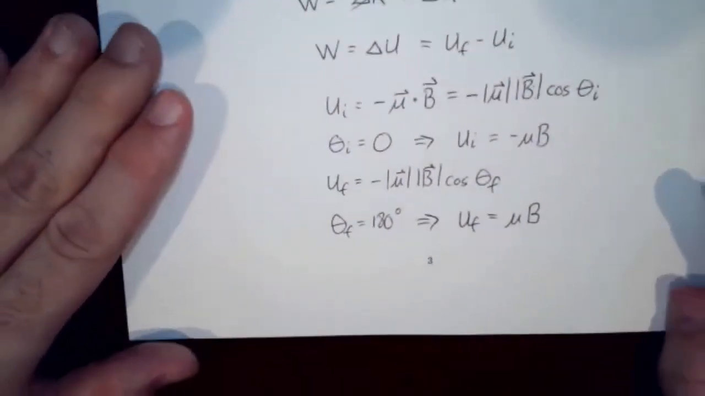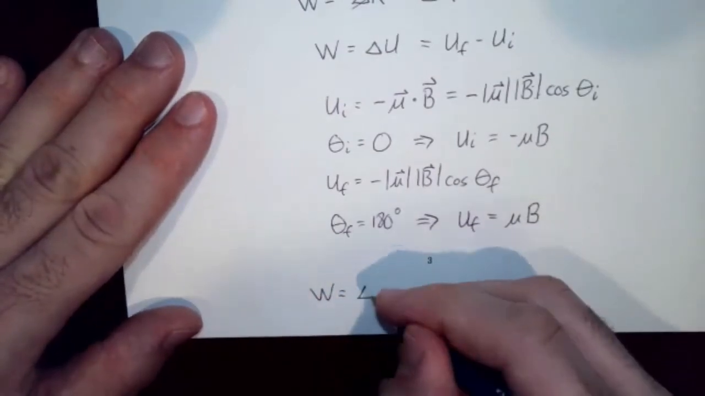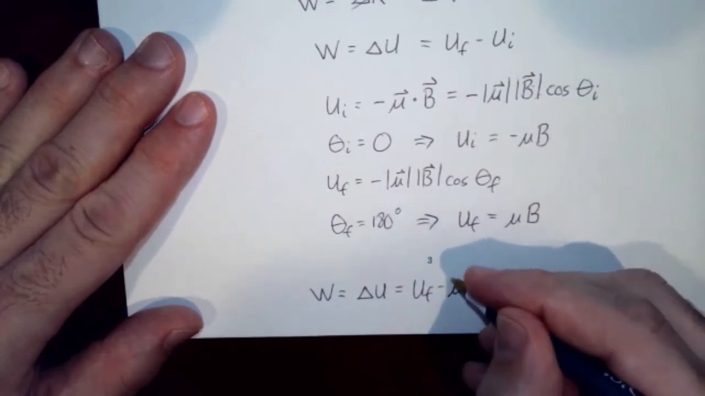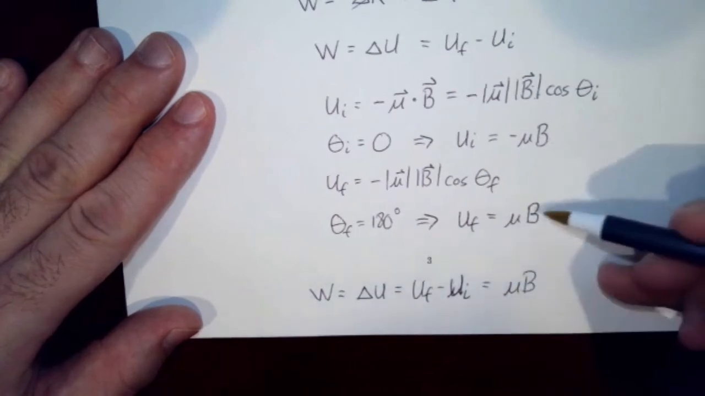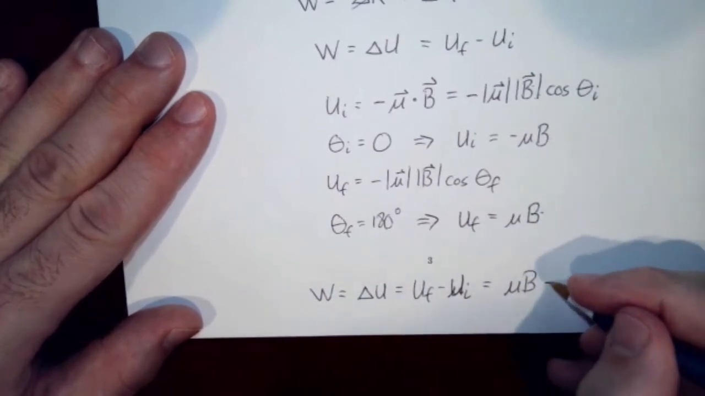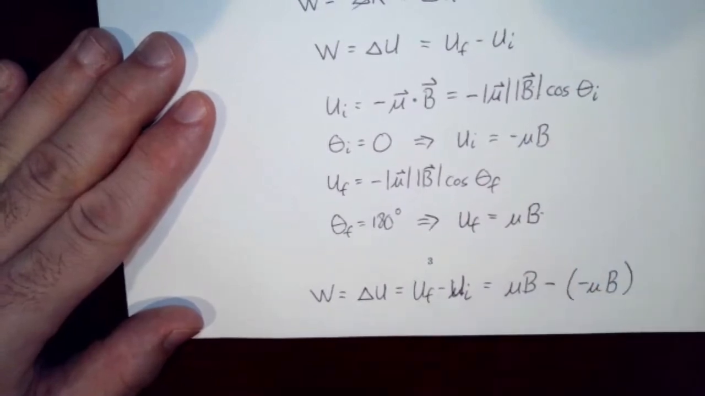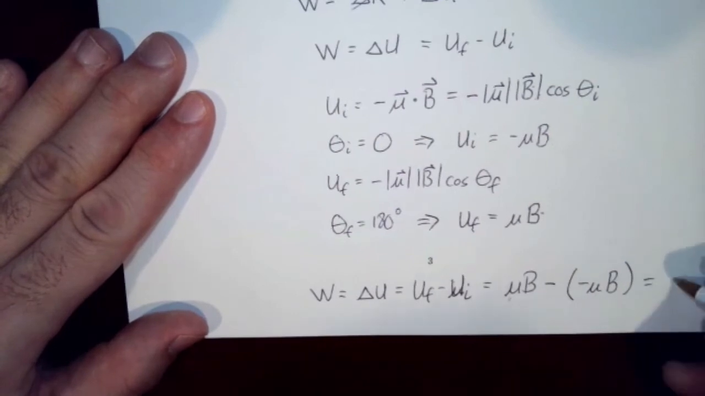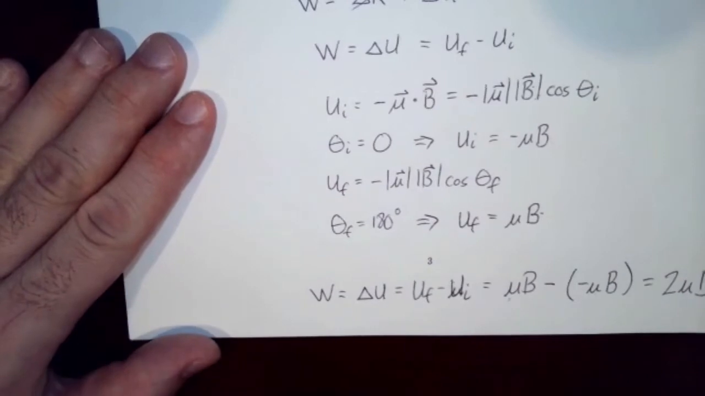All right. And then lastly, I can figure out W, which is delta U, which is U final minus U initial, which is mu B, that's my U final, minus negative mu B, that's my U initial. Minus a negative, so I've added mu B to mu B. 2 mu B is the work that I had to do.